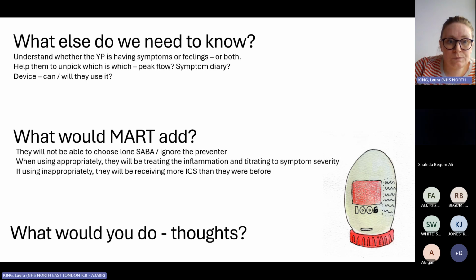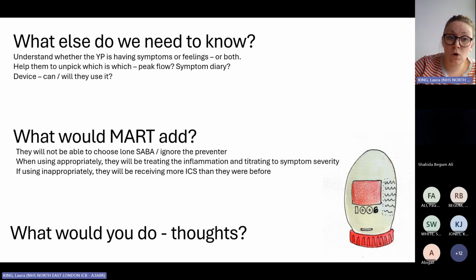So we need to know whether they're having symptoms or feelings. It sounds like they're having both. We need to help them unpick which is which. So that could be a peak flow, and peak flow is a really fantastic tool for that picture of anxiety versus symptoms. If you think about the symptoms of anxiety, some of them do overlap with asthma. It can get quite difficult, and it is a long game. It's not going to be something they fix quickly.